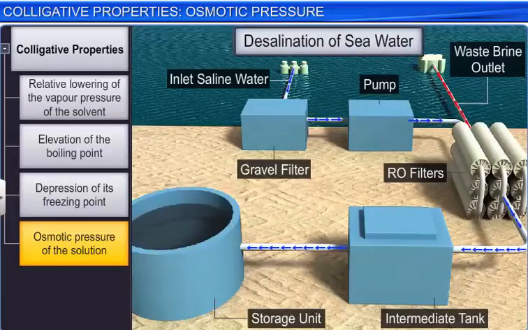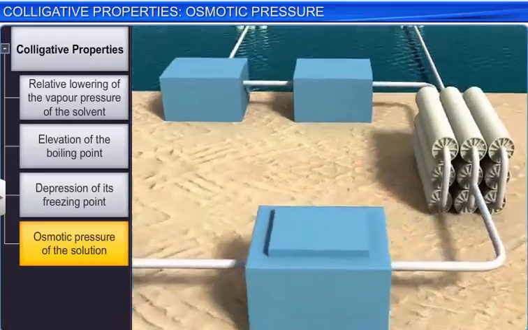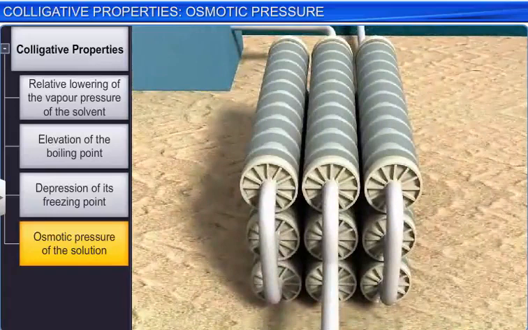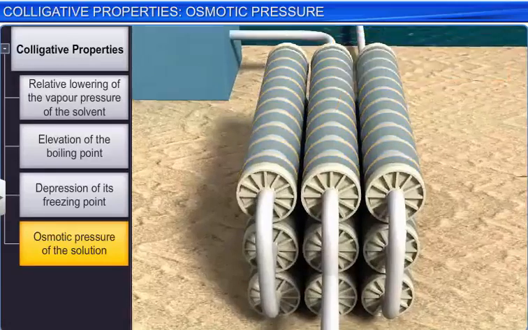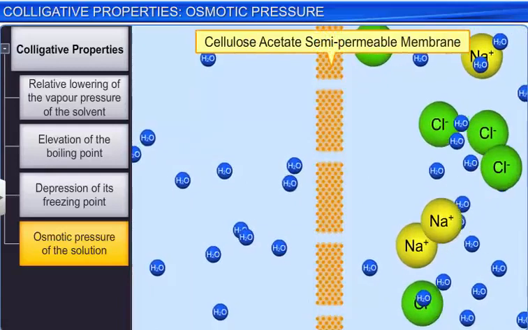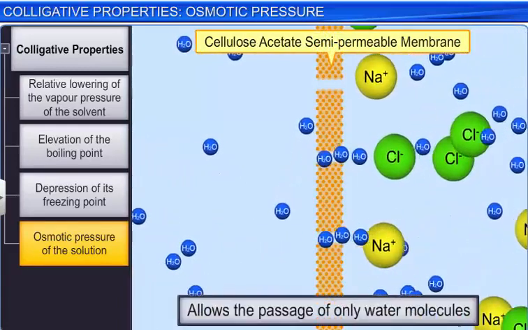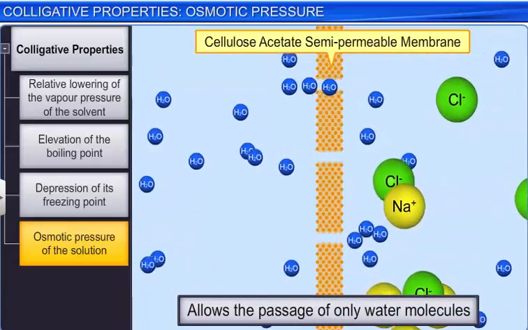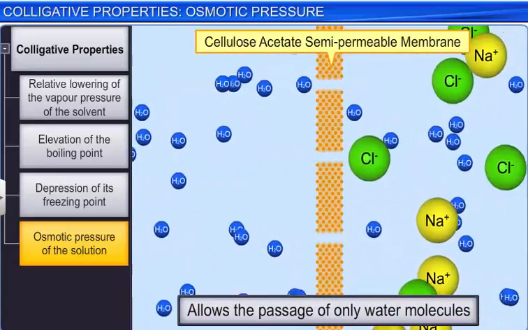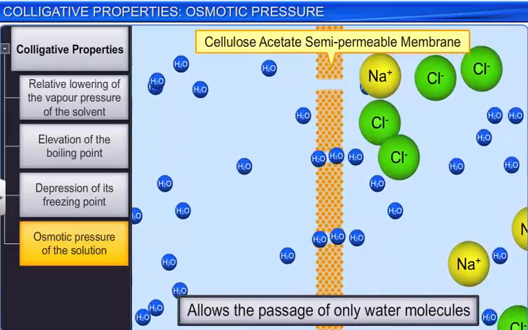Desalination of seawater is carried out using a cellulose acetate semi-permeable membrane placed over a suitable support. This cellulose acetate membrane allows the passage of only water molecules through it and is impermeable to the salts and other impurities present in seawater, thus making it fit for drinking.